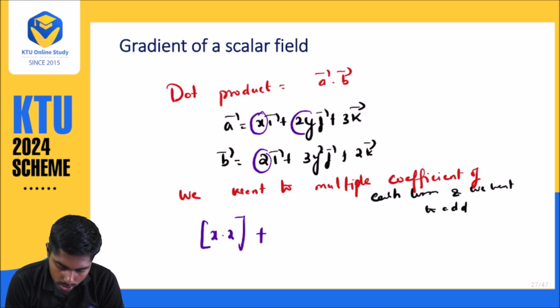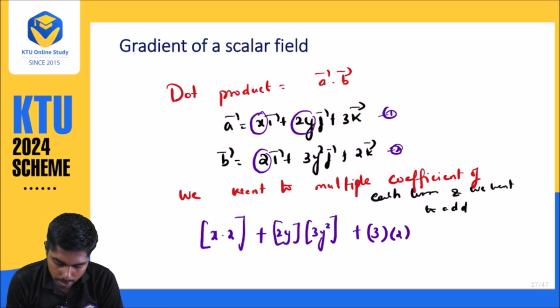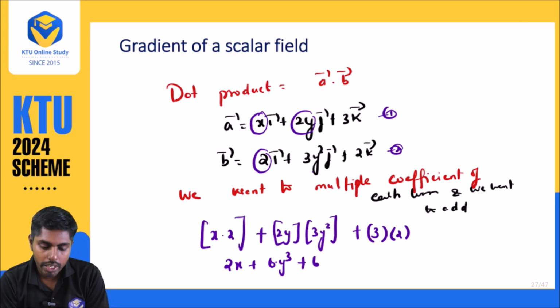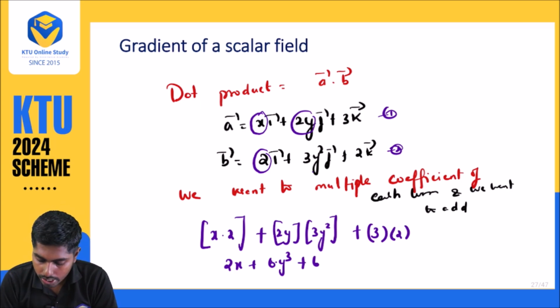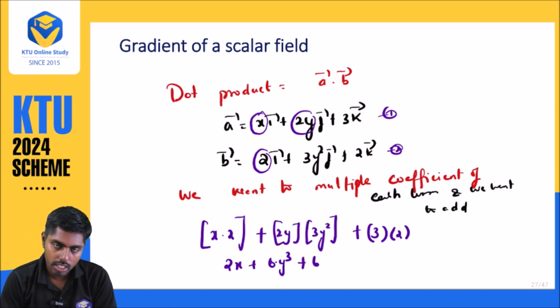The coefficient of j vector is 2y in a and 3y square in b, plus the coefficient of k vector is 3 in a and 2 in b. So we get 2x plus 6y cube plus 6. This is just an example of how the dot product works: you just multiply the coefficients. Be very careful, direction does not come in the result. We are only multiplying the coefficients and adding. That is the dot product.